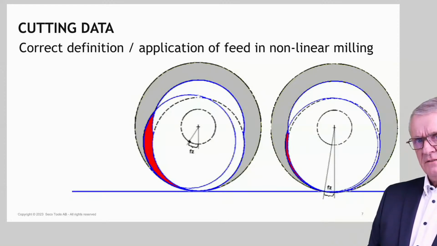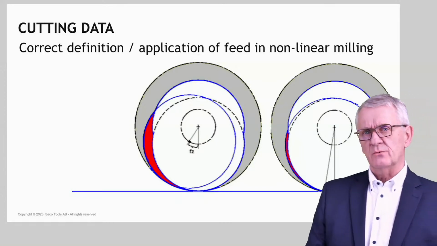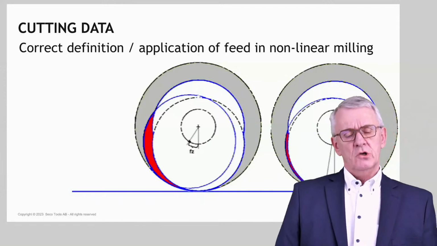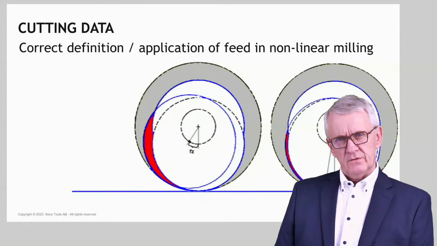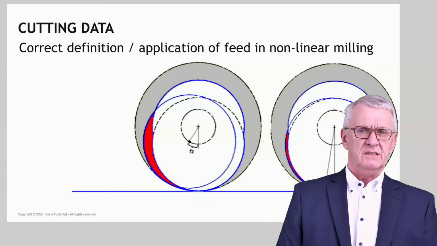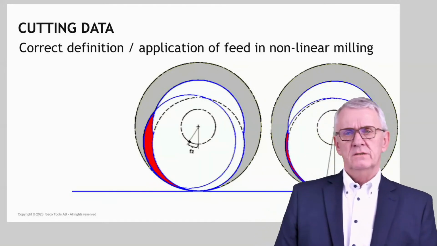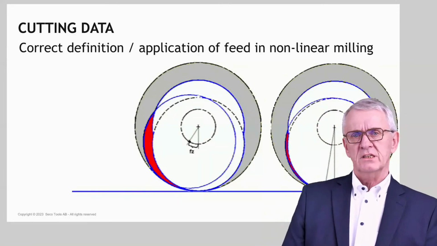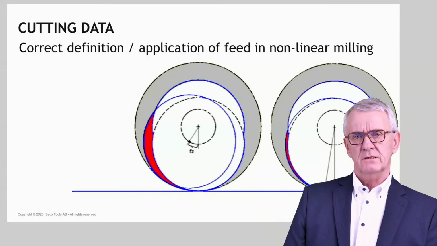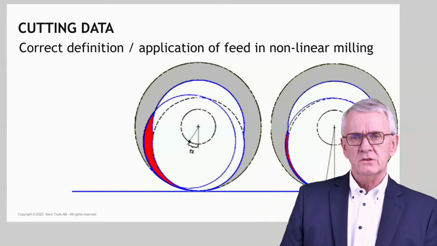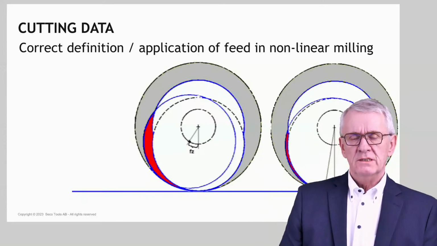In the situation to the left, I put the feed in the center of the milling cutter, at the center line. And in the situation to the right, I put the feed at the periphery of the milling cutter. And I asked then the question, what is correct? Where do we put the feed in non-linear milling? Do we put it at the periphery of the milling cutter, or do we put it in the center line of the milling cutter? And the majority of you, or at least the people who participated in that session, said we put the feed at the periphery. Now, sorry to say, but that's wrong. That's wrong.